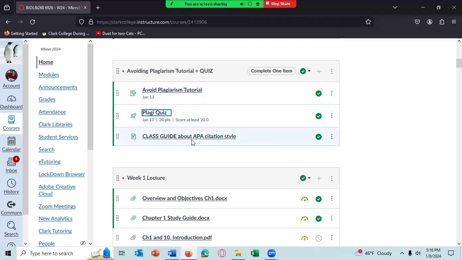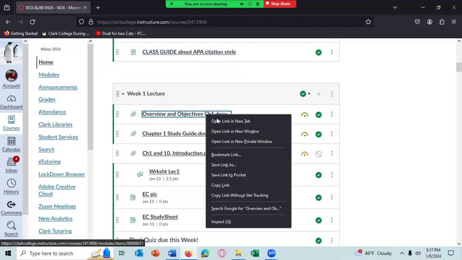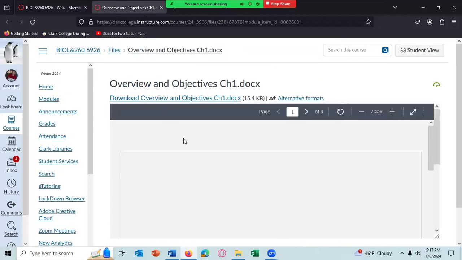And there's a link about APA citation style, just to help you with the plagiarism tutorial and plagiarism quiz. And then you scroll down, we come into week 1 lecture. I've got an overview and the objectives of chapter 1.